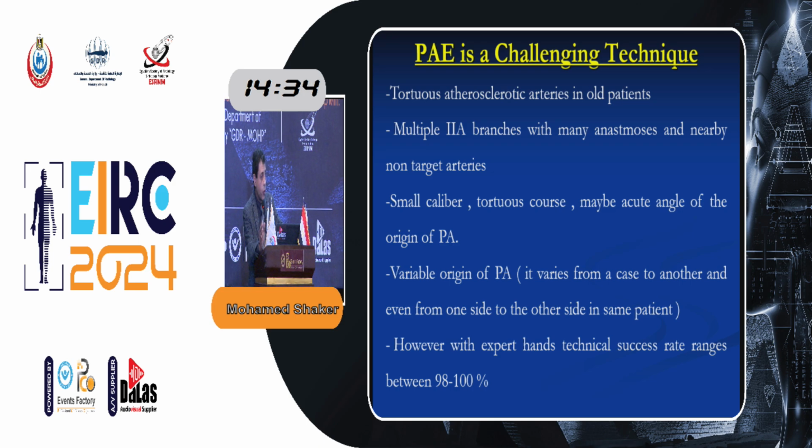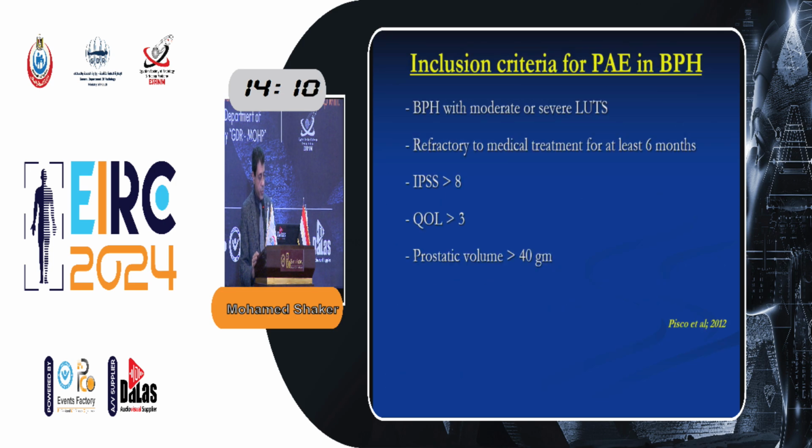Besides that, there is a variable origin of the prostatic artery from one patient to another. It is not a standard origin, and it may vary even from one side to the other side in the same patient, and bilateral symmetrical origin occurs only in 50% of patients. However, in expert hands, technical success ranges between 98 and 100%.